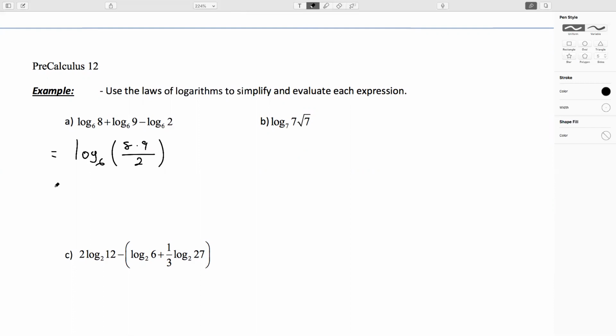We can now do a little bit of simplifying. Write this as log base 6 of 36. And wouldn't you know it, 36 is a power of 6. 36 is 6 squared. So this is log base 6 of 6 squared. Cancel out the 6. And our answer is just 2.